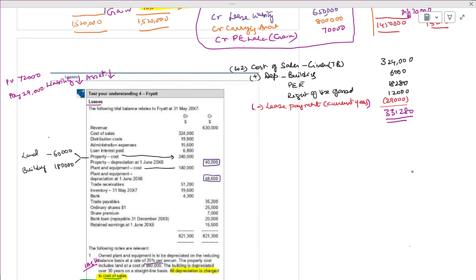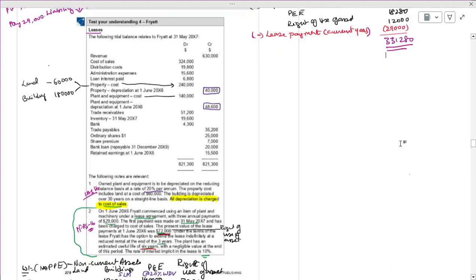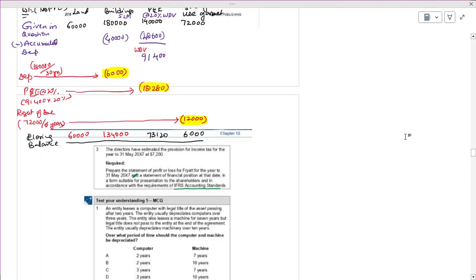Yes, doctor. Next. So, doctor, the questions are given only for the first year. We have to prepare for 31st March 2007, only for the first year. Only for 1 year. Alright.